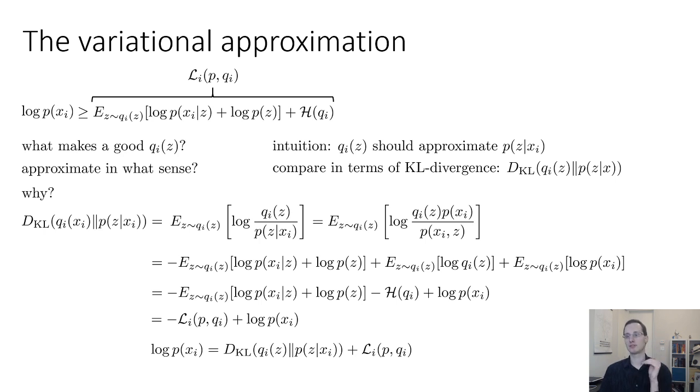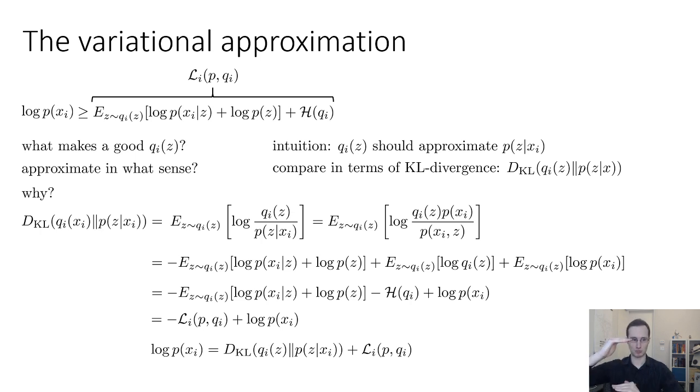The KL divergence is always positive. So this is another way to derive the fact that Li lower bounds log p of xi. But this derivation is a little bit more informative because it tells us how much error is incurred by using that bound. Basically, the smaller the KL divergence between qi of z and p of z given xi, the better Li approximates log p of xi. And this is very, very important. It means that maximizing that evidence lower bound L will push up on p of xi, and the smaller the KL divergence between qi of z and p of z given xi is, the closer L is to our objective, which means the more effectively it'll maximize p of xi.